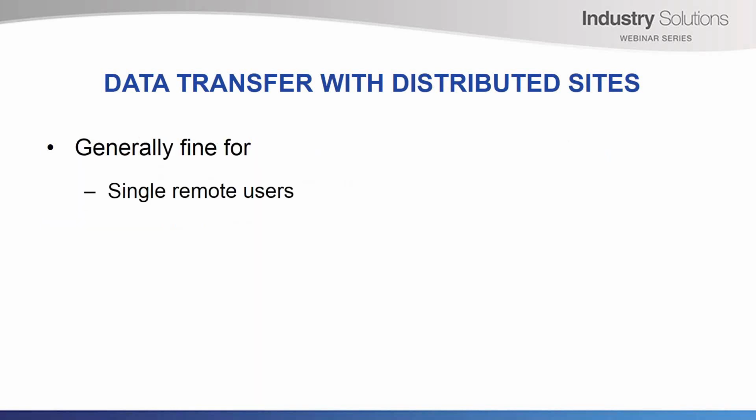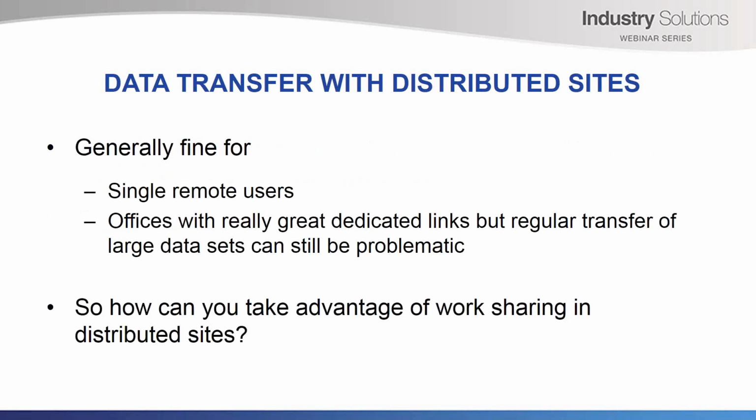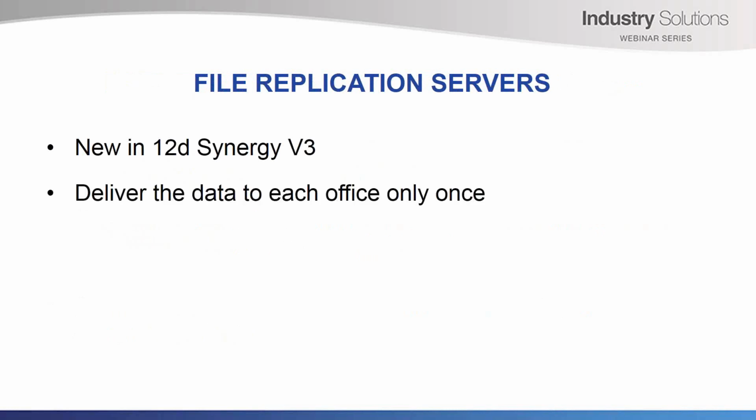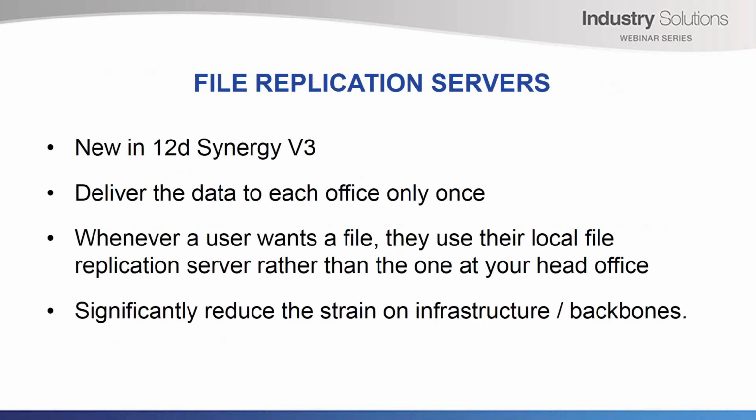That's generally fine for single remote users, so if you're coming in from home, that's probably reasonable. Or if you have really great dedicated links between your offices, that's going to work really well as well. But once you start to have regular transfer of really large data sets, it can still become problematic. So how do you take advantage of work sharing in these types of distributed sites? That's where the file replication servers come in. These are new in 12D Synergy version 3, and they work by delivering the data to each office only once. Whenever a user wants a file, they go to their local replication server rather than the one back at your head office, and that can significantly reduce the strain on your infrastructure or backbone.